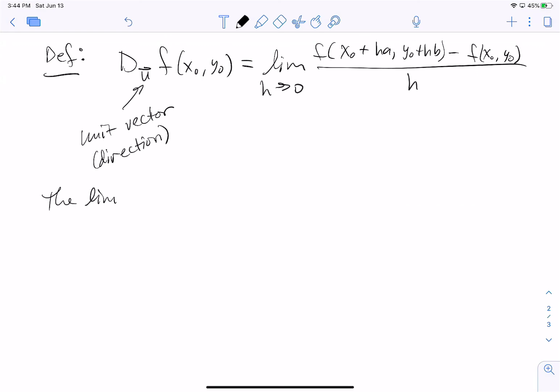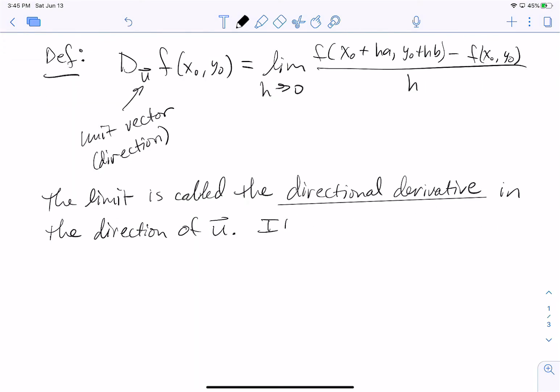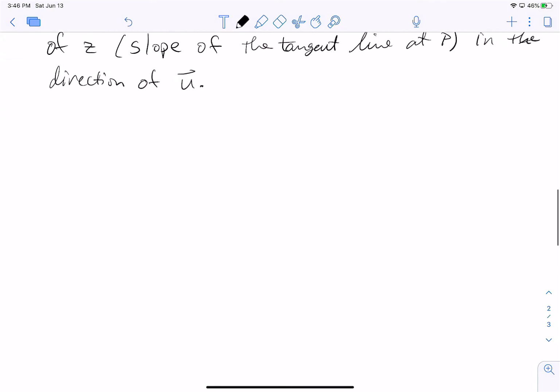The limit is called the directional derivative in the direction of u. It gives the rate of change of z, which is really the slope of a tangent line at P in the direction of u. Now, this definition is not how we're going to compute it. In order to get there, we're going to have to go through a little bit of a process here.